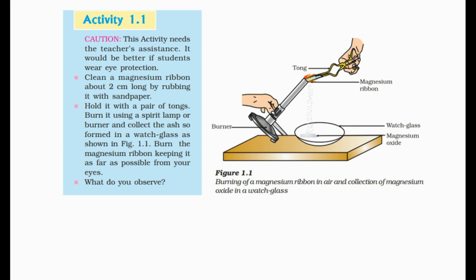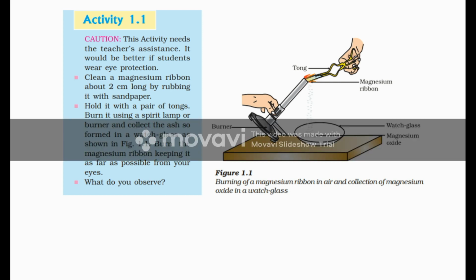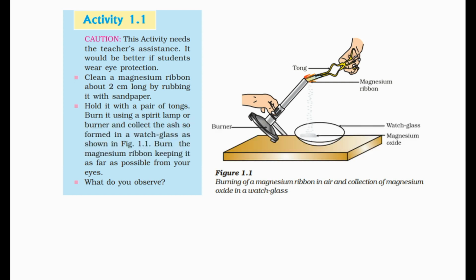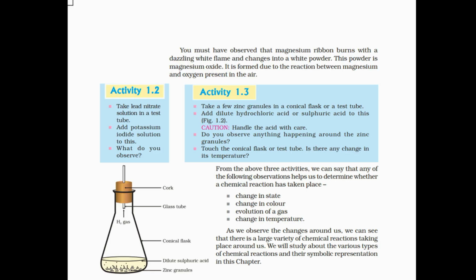In this reaction, we can observe the change in color. The magnesium ribbon changes into a white powdery substance. So there is a change in state, color, and texture of the substance. So it is an example of a chemical reaction. Next activity is activity 1.2.